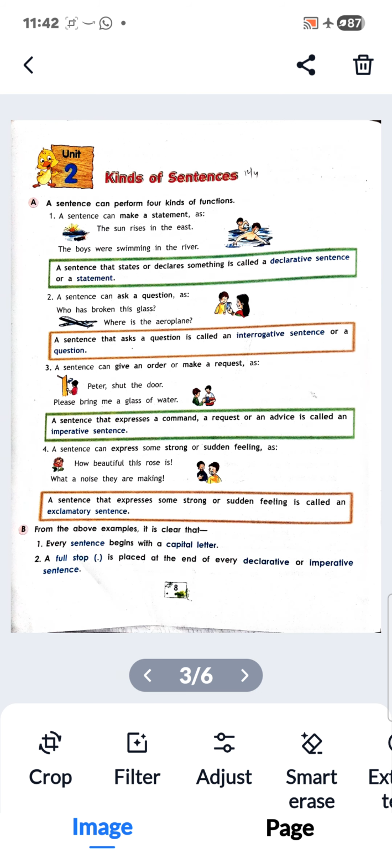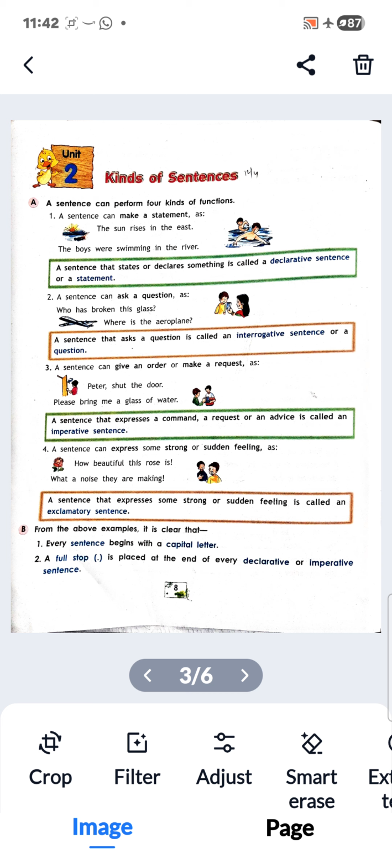Now we are coming to the next chapter, that is kinds of sentences. Yes. So how many kinds have we done? We have done: first kind is statement or declarative sentence, second interrogative or question sentence, third imperative sentence, fourth exclamatory sentence. So we have done the four kinds of sentences. Yes, now let's revise about them.